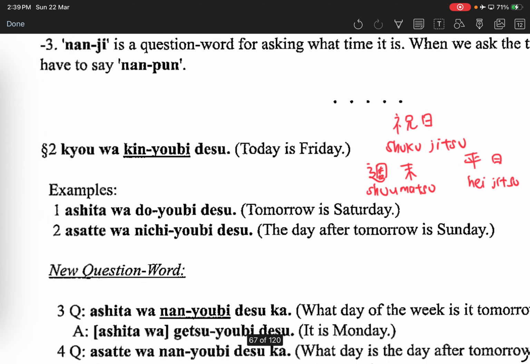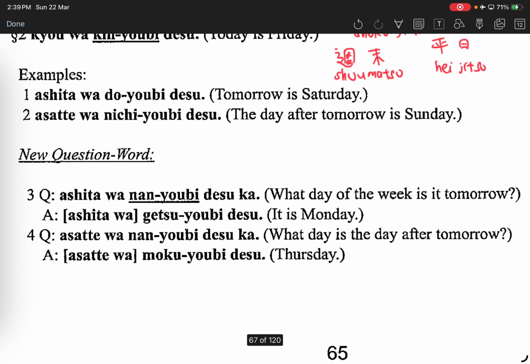Okay, moving on to the question word, we can ask for what day of the week. So in Chinese we say 星期几, right? So we recycle the 星期. So in Japanese we recycle the 曜日. So we just need to ask 何曜日. Right, that's the question.